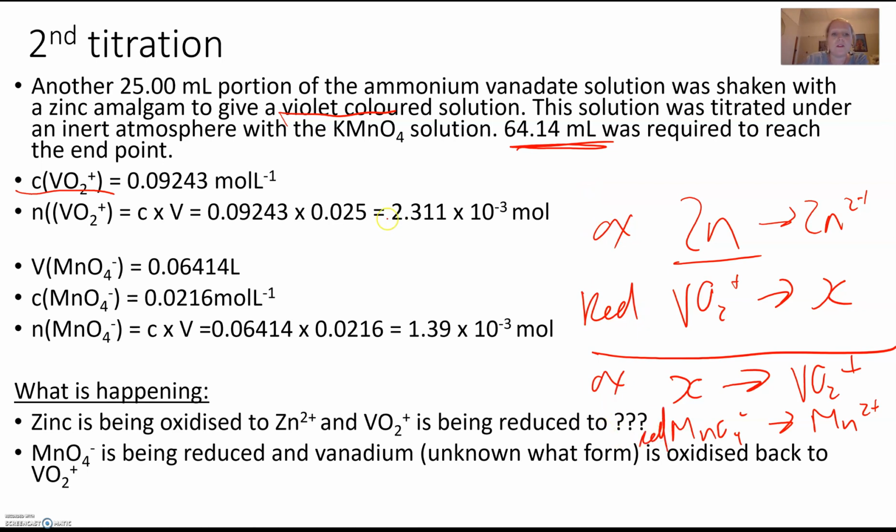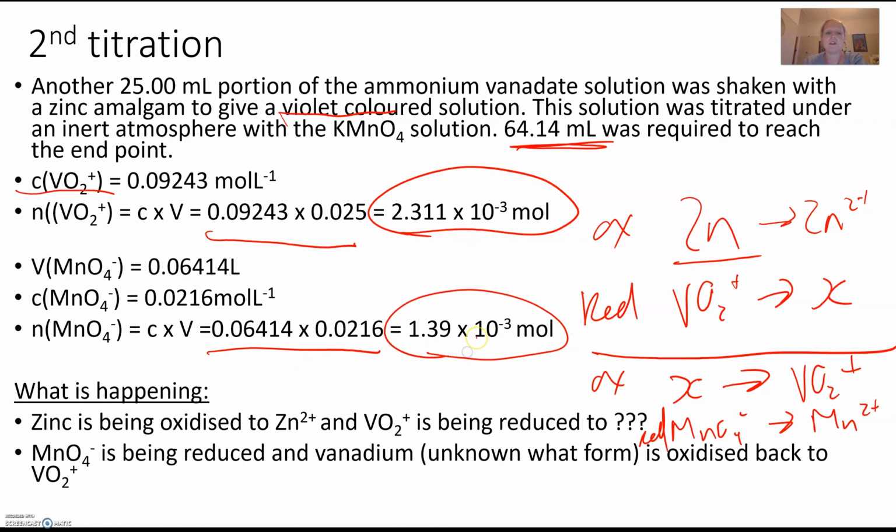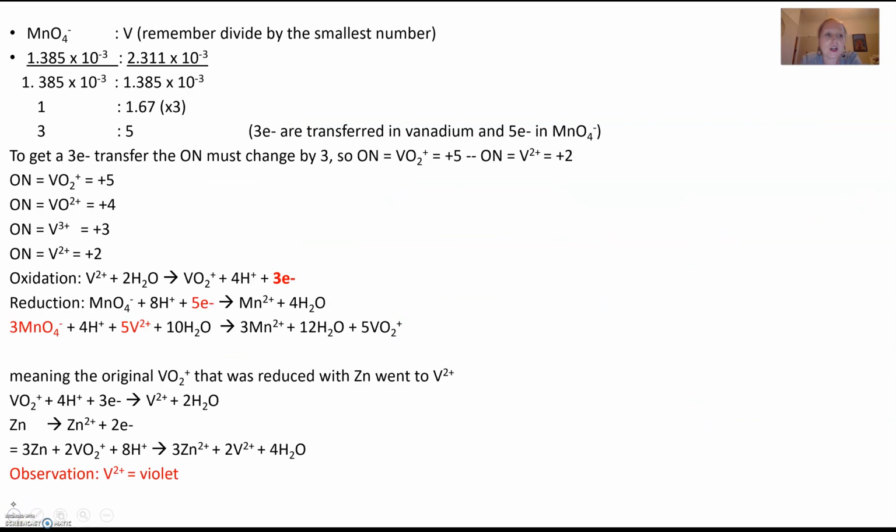And just like before, they've given you a volume and a concentration, so we know the number of moles of VO2 plus, and a volume and a concentration, so we know the number of moles of permanganate. So what we can do now is carry on and do the ratio. So we divide by the smallest number. Now when you do this, it's a little bit different, because you end up with a partial number. So you can't have that. You need to get rid of that partial number. And if we times them both by 3, you'll get whole numbers, and it's a 3:5 ratio.